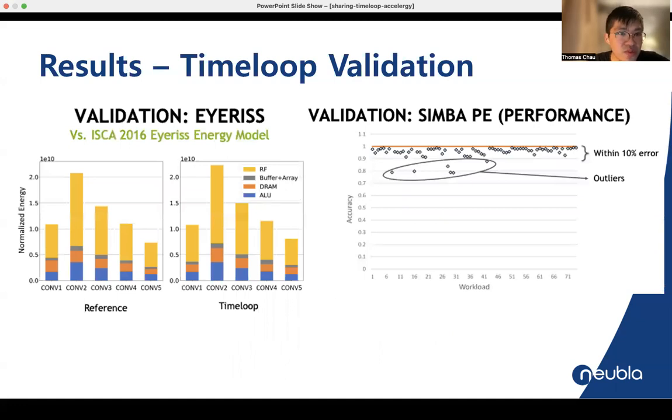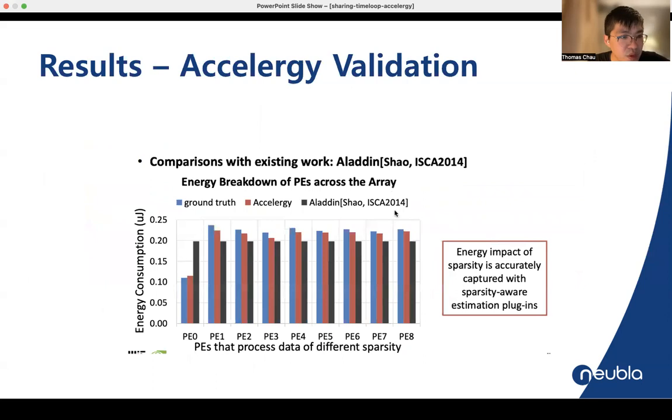So let me quickly show some results presented in the paper. There is a validation experiment showing that Timeloop has 5 to 10% error on different workloads on the architecture being evaluated. Accelergy is also able to capture the fine-grained components of the PE, such as zero-gated operation. Therefore, the estimation is better than previous approaches like Aladdin and others.